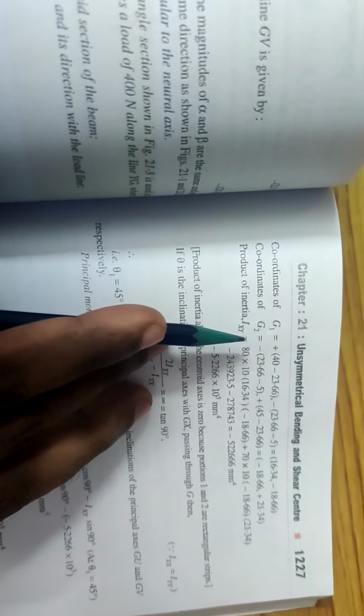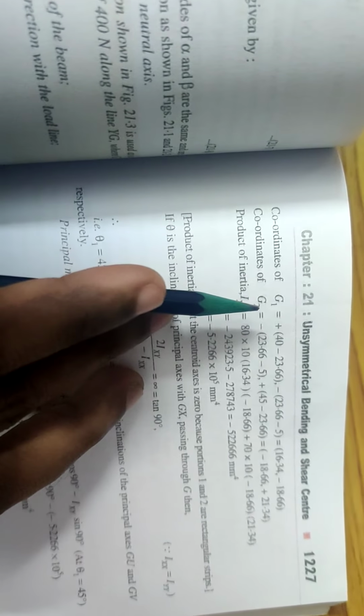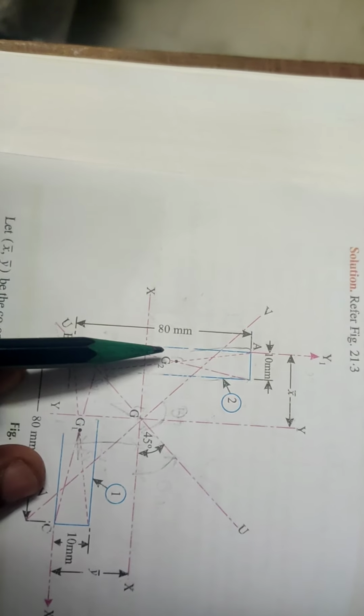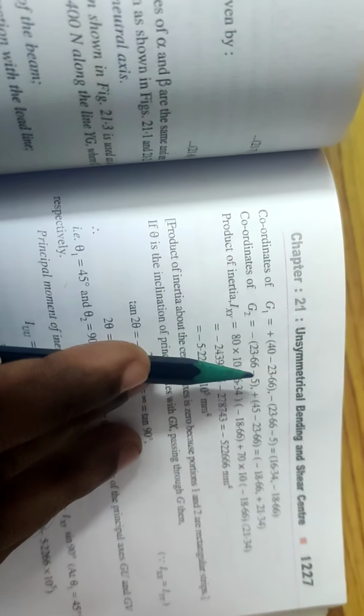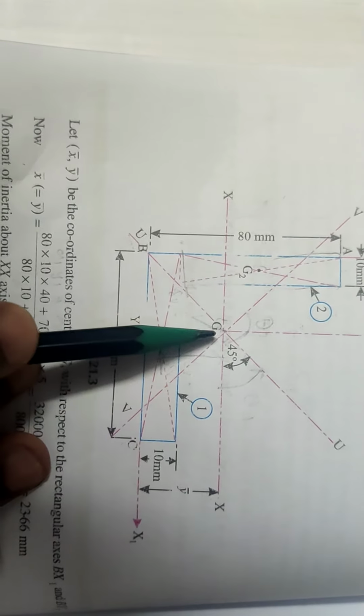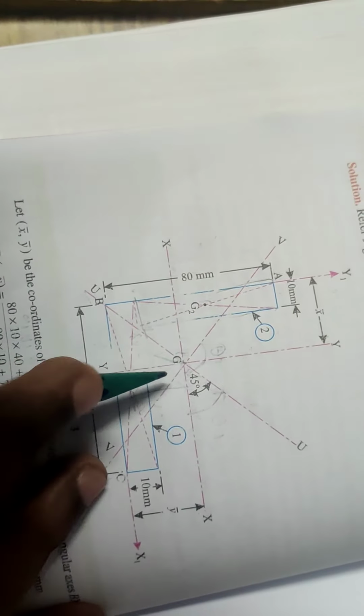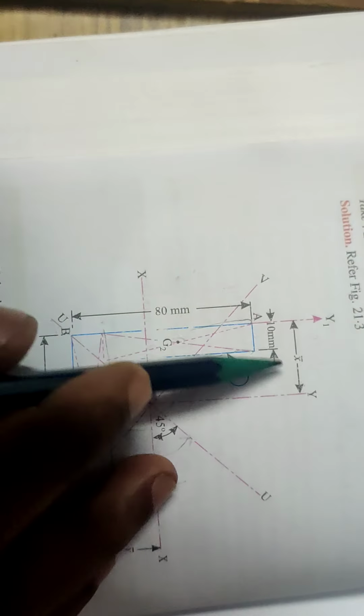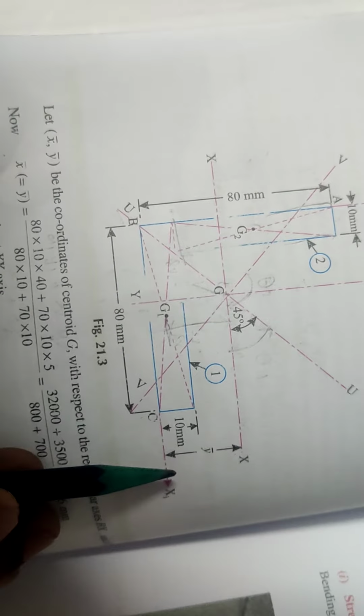After this, we have to calculate the coordinates of G1 and G2. G1 is the centroid for portion 1, and G2 is the centroid for portion 2. We are calculating with respect to G only, so the coordinates of G1 with respect to G. We know the coordinates of G: x bar is 23.6 mm, and similarly y bar is also 23.6.